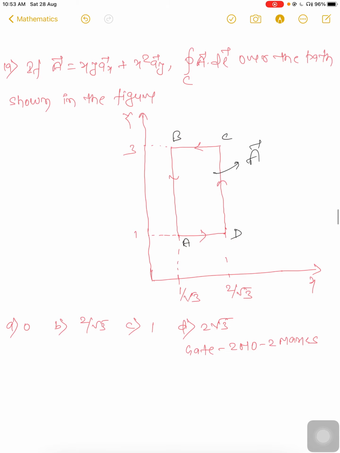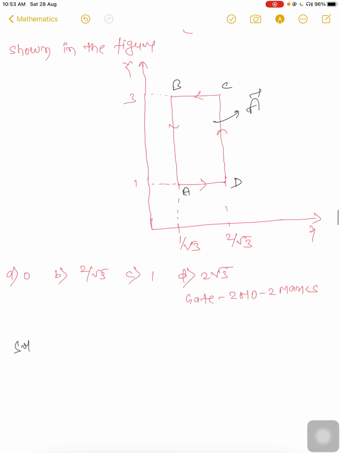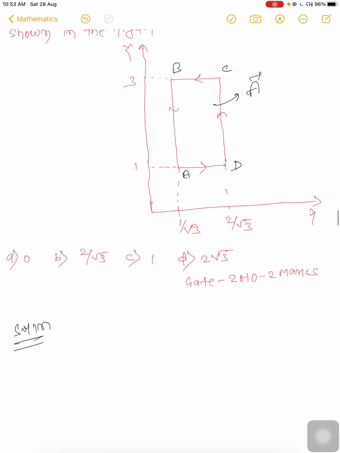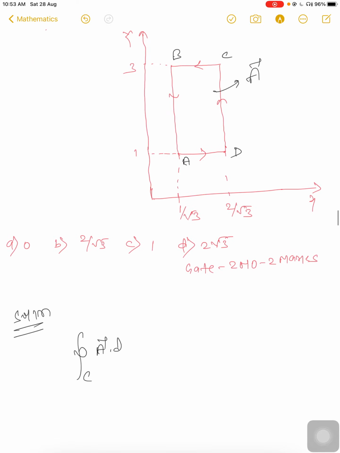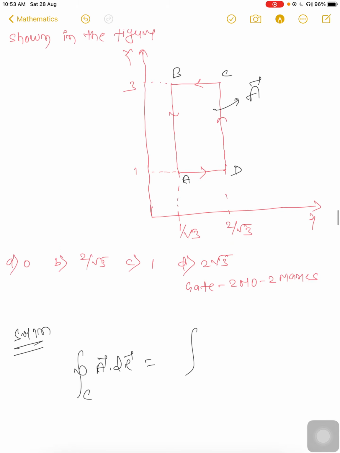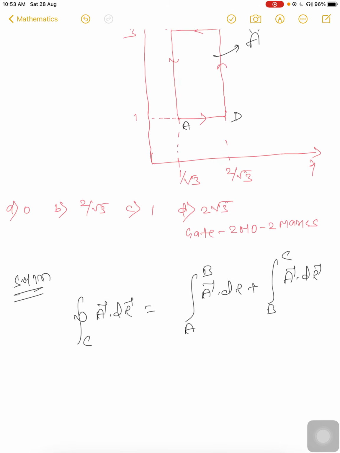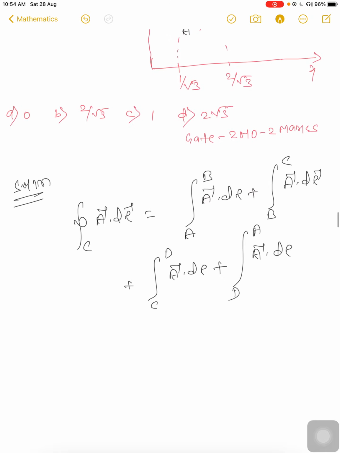let us consider this nomenclature A, B, C, and D. So if you are taking the closed integral A vector dot dl, it means you are taking integral A to B A dl plus B to C A dl plus C to D A dl plus D to A A dl. Okay, and now check it.